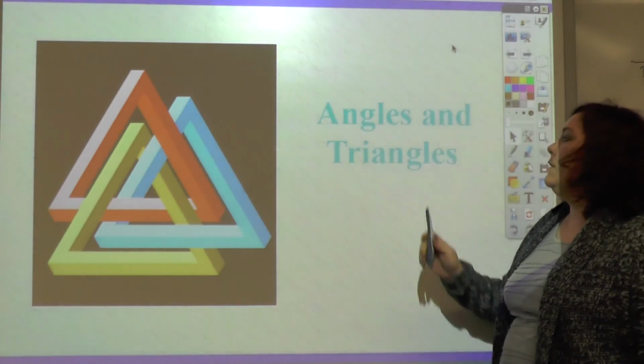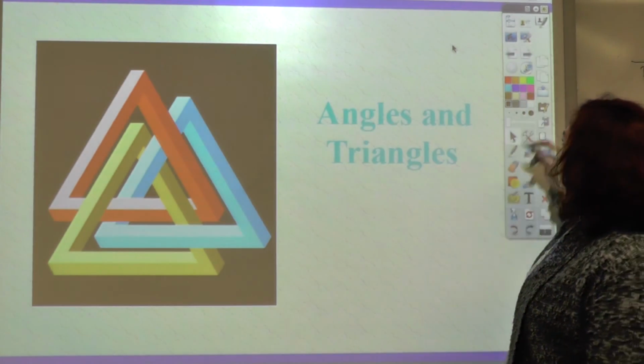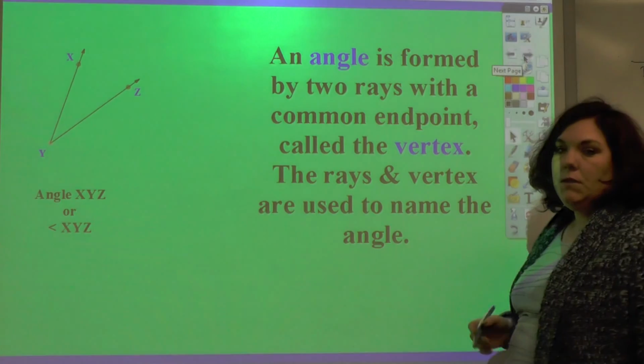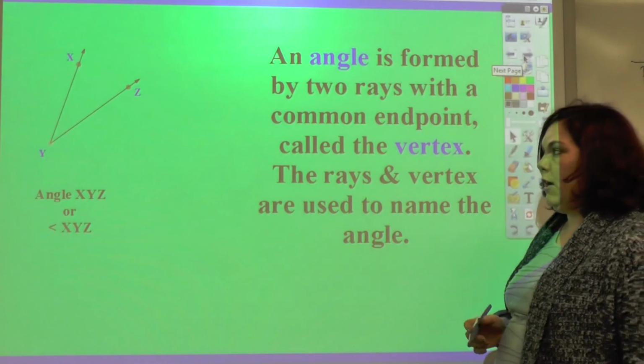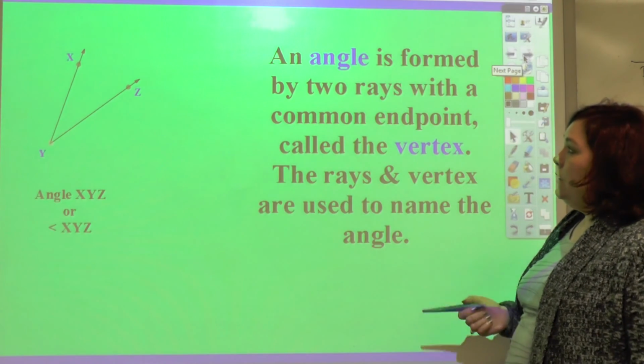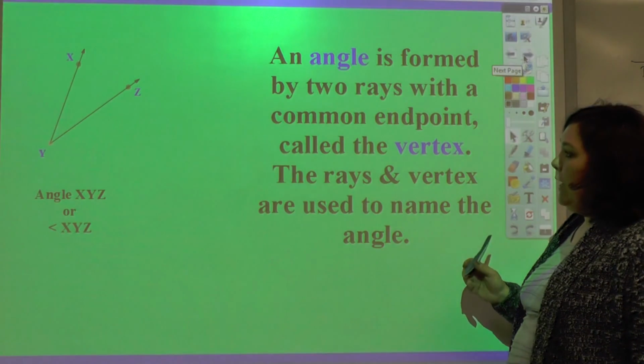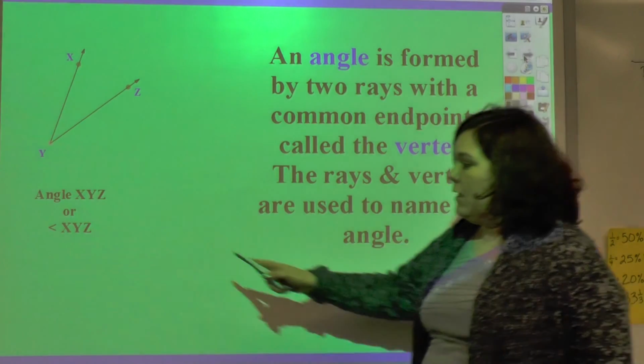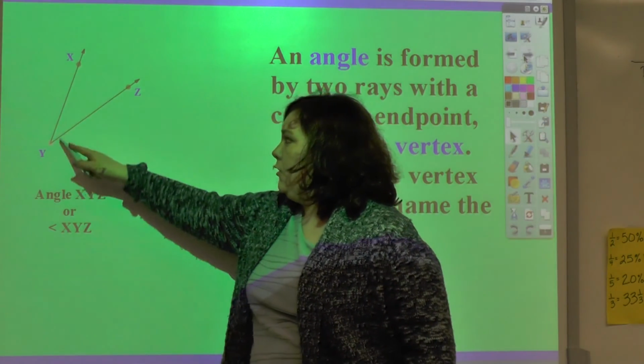This video is on angles and triangles. Most of this is a review from 6th grade, but we're going to go through it just to make sure that it's refreshed in your mind. An angle is formed by two rays with a common endpoint. Like the endpoint here is Y, and these are two rays.